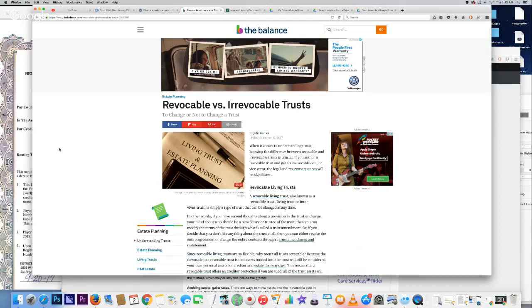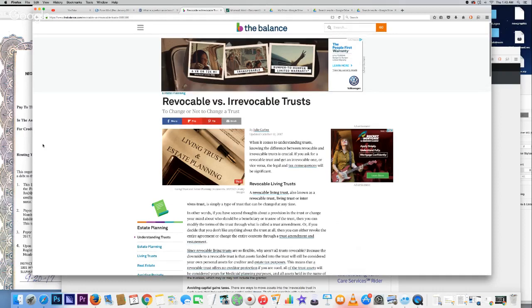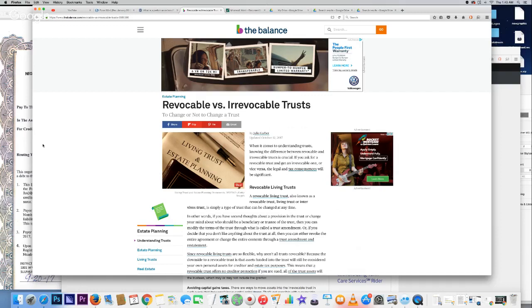revocable versus irrevocable trust. When it comes to understanding this, we gotta know it because we're talking about setting up a trust. You gotta make sure you're picking the right one. Don't assume. Can't go back. When it comes to understanding trusts, knowing the difference between revocable and irrevocable trust is crucial. If you ask for a revocable trust and get an irrevocable one, or vice versa, the legal and tax consequences will be significant.